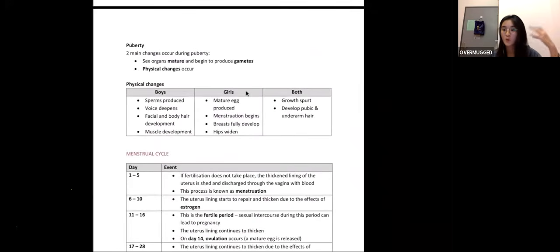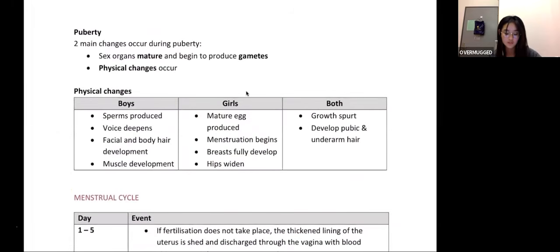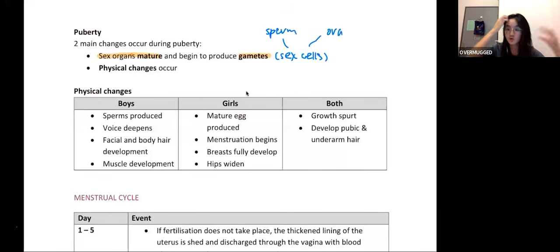Puberty. So what happens during puberty? What are you guys going through right now? Essentially in puberty, your sex organs will mature and you can produce your sex cells. Gametes is just another word for your sex cells. What are your sex cells? You have your sperm as well as your ova, your egg. Once you go through puberty, your body will start being able to produce and release these sex cells.